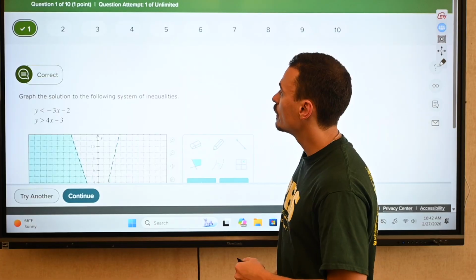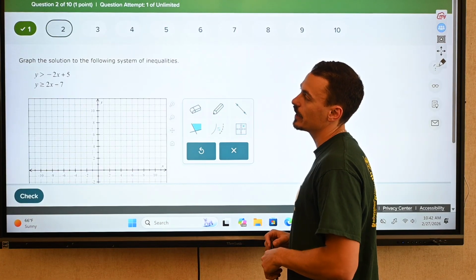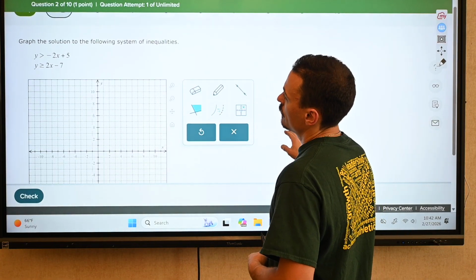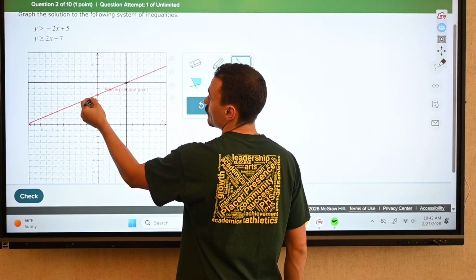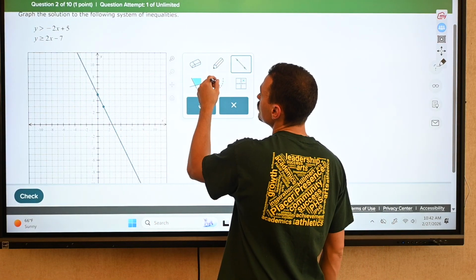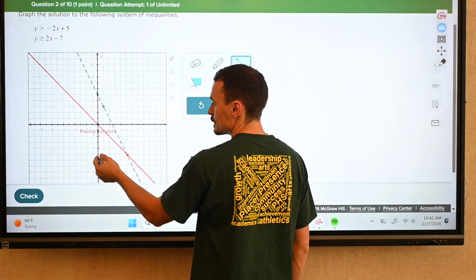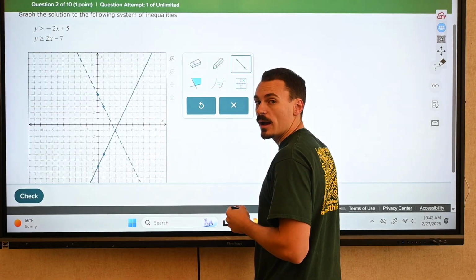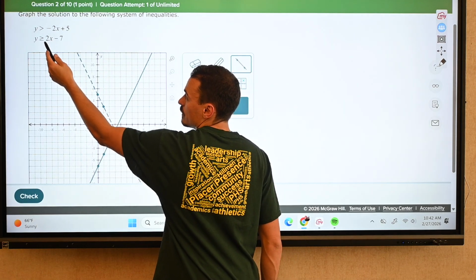All right, let's just look at number 2. This is not an easy topic. This is why it's at the end of our ELO 1. So here are our lines. That one needs to be dashed. That one is not going to be dashed. It's going to be a solid line because of the inequality.